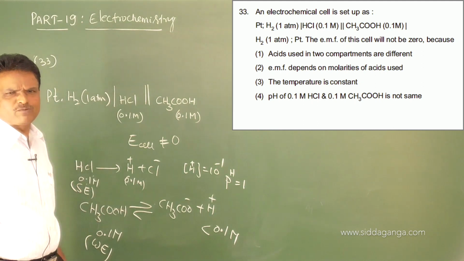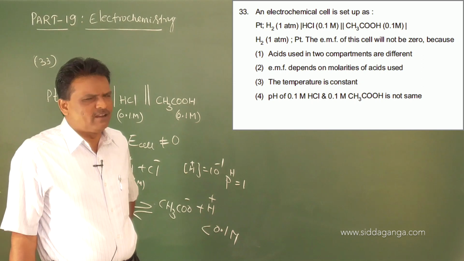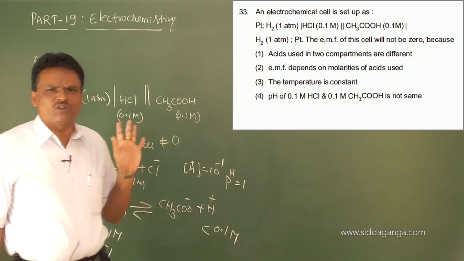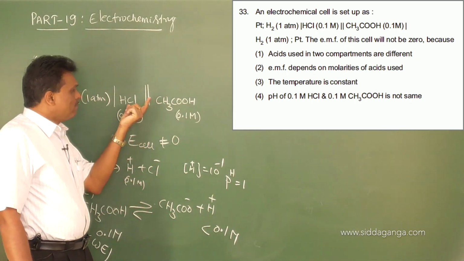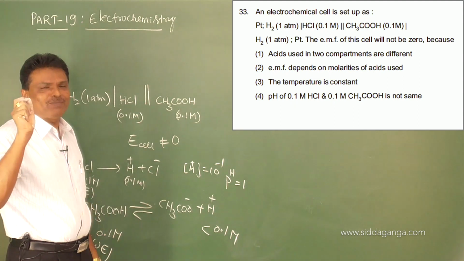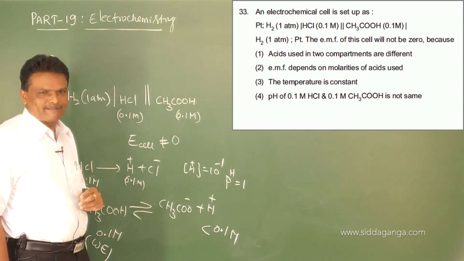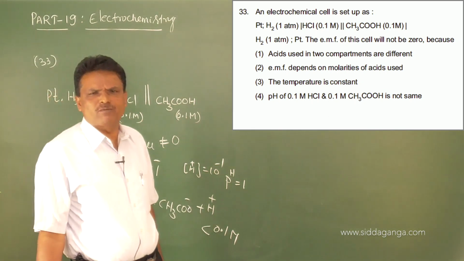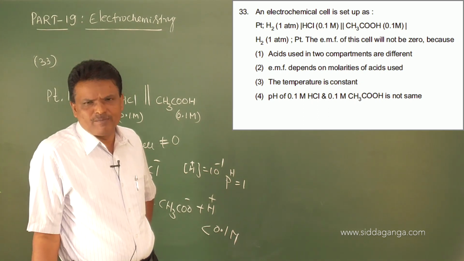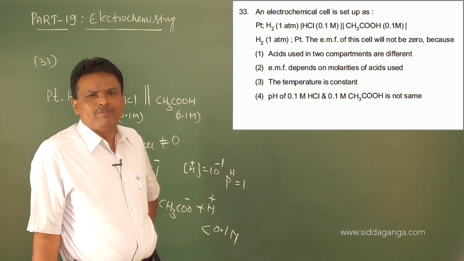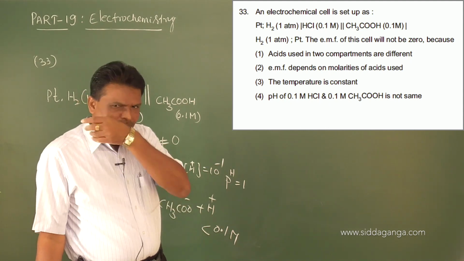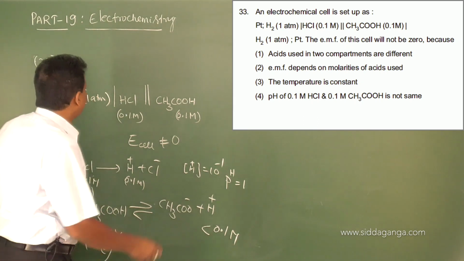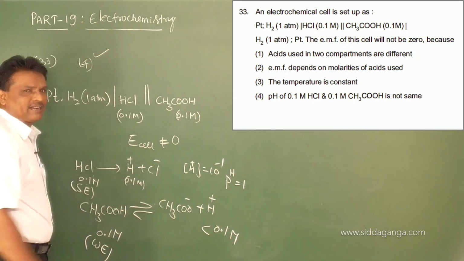Is it clear? The first option, acids used in two compartments are different, that is the wrong option. EMF depends upon the molarity of the acids used, that is also wrong, because in both the containers the molarity is the same, the same H plus ion concentration, same strength. Is it clear? So that is why the second option is wrong. The third option, temperature is constant, that is also wrong. Then the fourth option, pH of 0.1 molar HCl and 0.1 molar acetic acid is not the same. Yes, that is the correct option. So the fourth option is the right option.